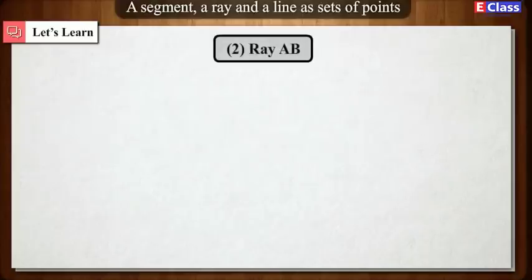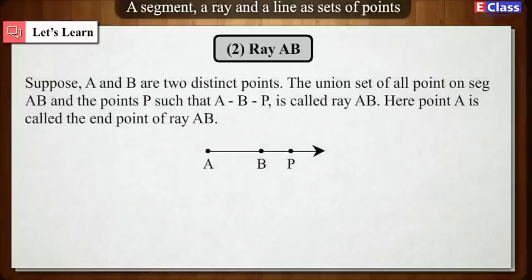2. Ray AB. Suppose A and B are two distinct points. The union set of all points on segment AB and the points P such that A-B-P is called ray AB. Here, point A is called the endpoint of ray AB.